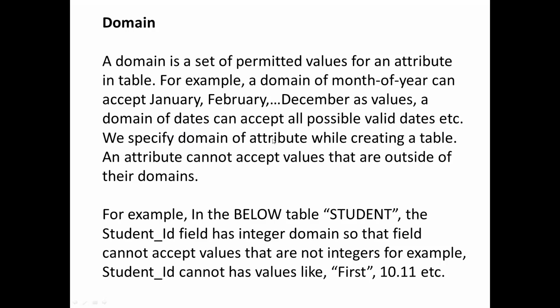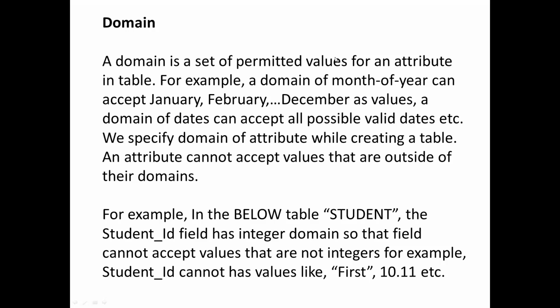We specify the domain of attributes while creating a table. An attribute cannot accept values that are outside of their domains. So what does domain mean? Domain is a set of permitted values for attributes. That means some kind of rules that we have made. Under name, only name will appear, and under age, there cannot be characters. All right, or the age should be below 63. Likewise, you can make some kind of constraint.